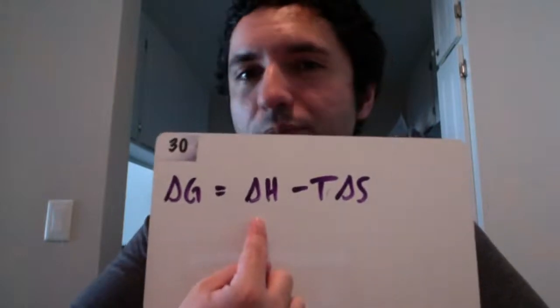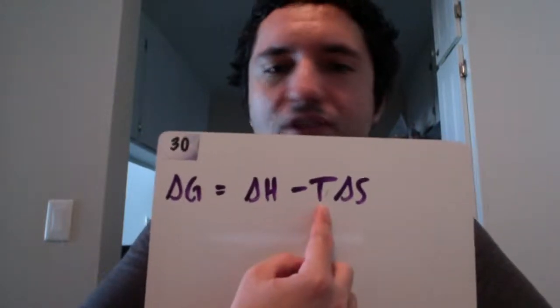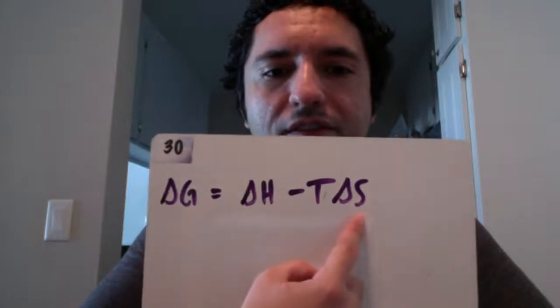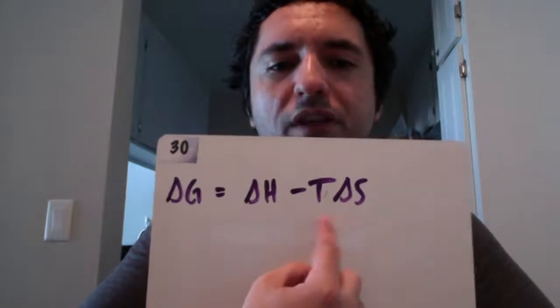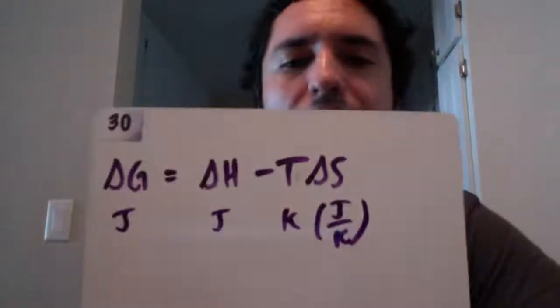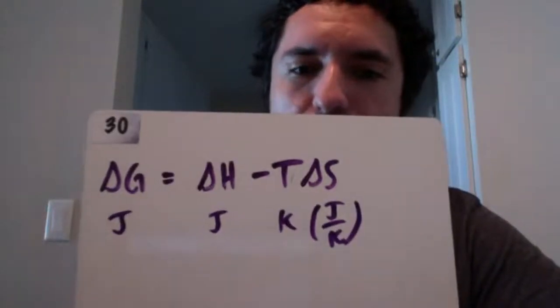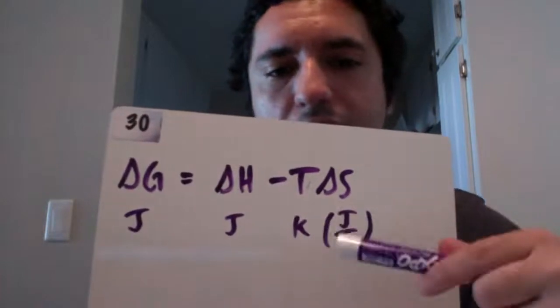This is the enthalpy, right? The enthalpy we've been seeing. This is just temperature. And this is entropy, change in entropy. So it works out because they're all measured in joules, right? This is joules, this is joules. Temperature is Kelvin, but then entropy is joules per Kelvin, right? So dimensionally, you can see how it's all just joules because the kelvins are going to cancel out there, right?